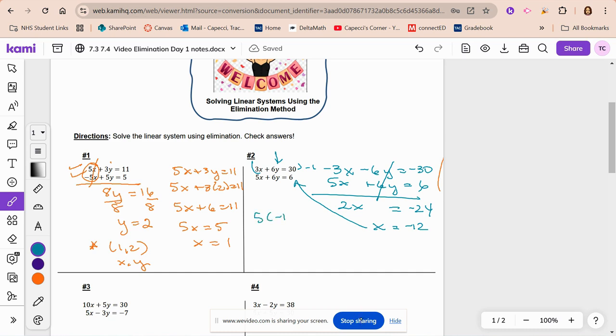So I have 5 times negative 12 plus 6y is equal to 6. So I have negative 60 plus 6y is equal to 6. And then I have 6y is equal to 66, so y is equal to 11. So that gives me negative 12, comma 11, which is my solution to the linear system.